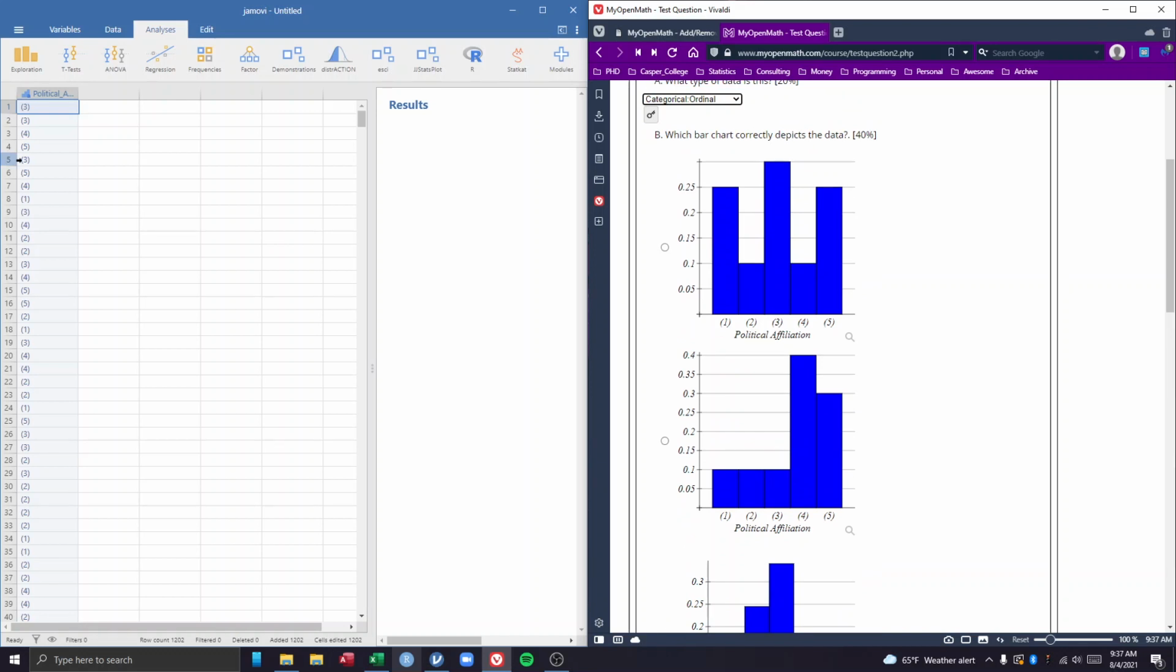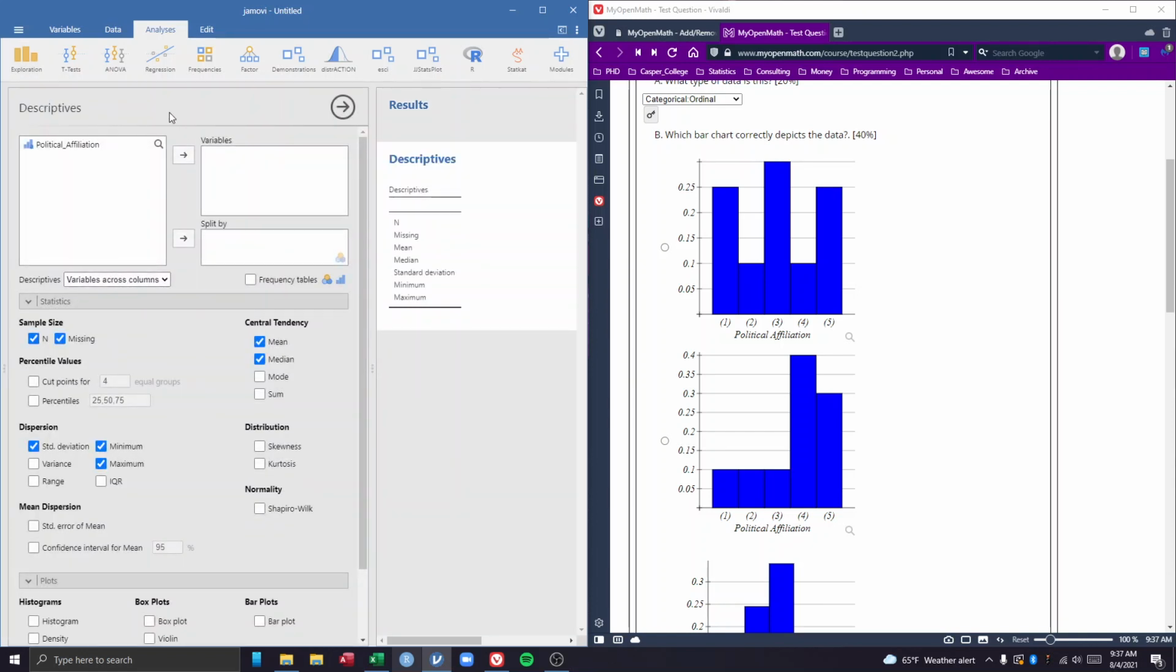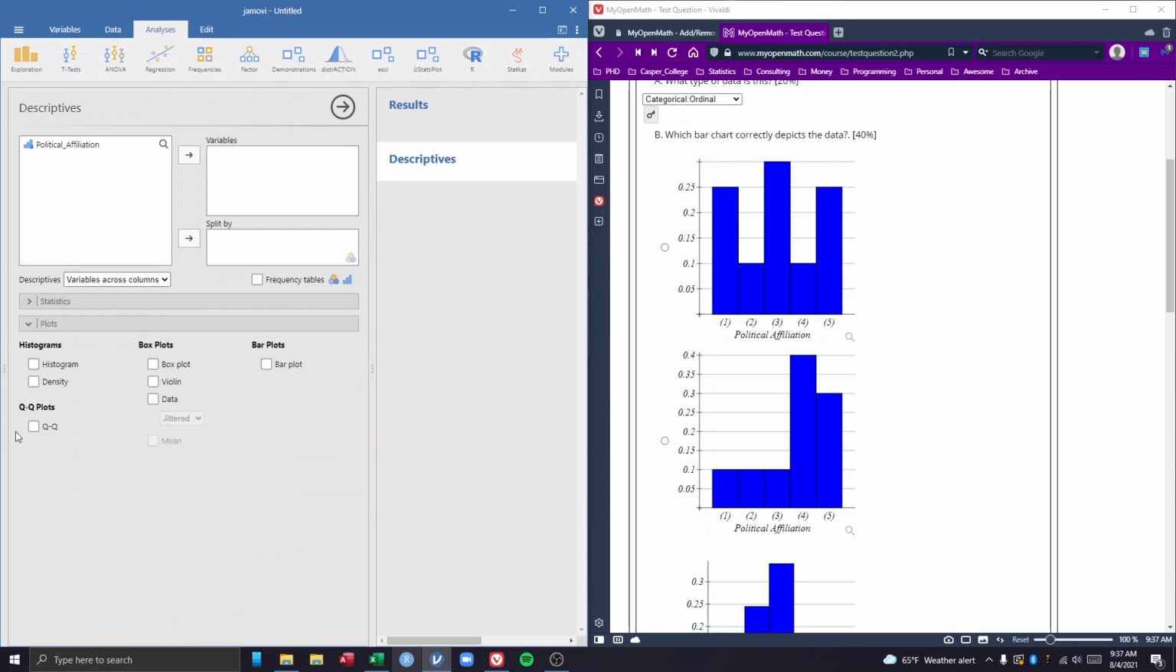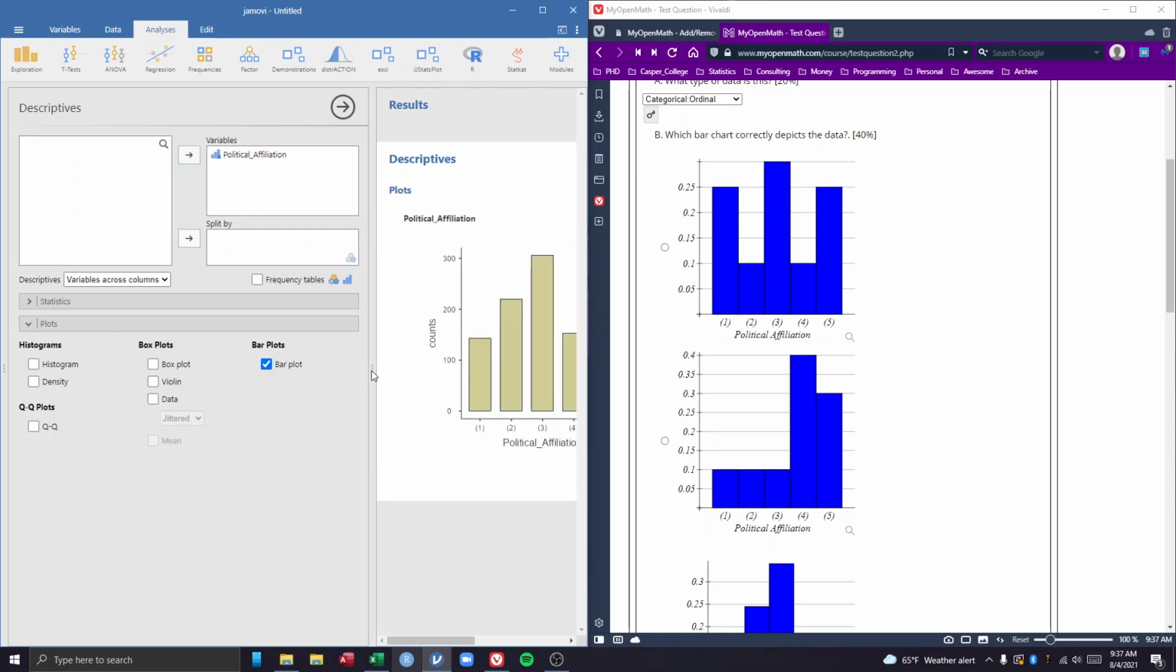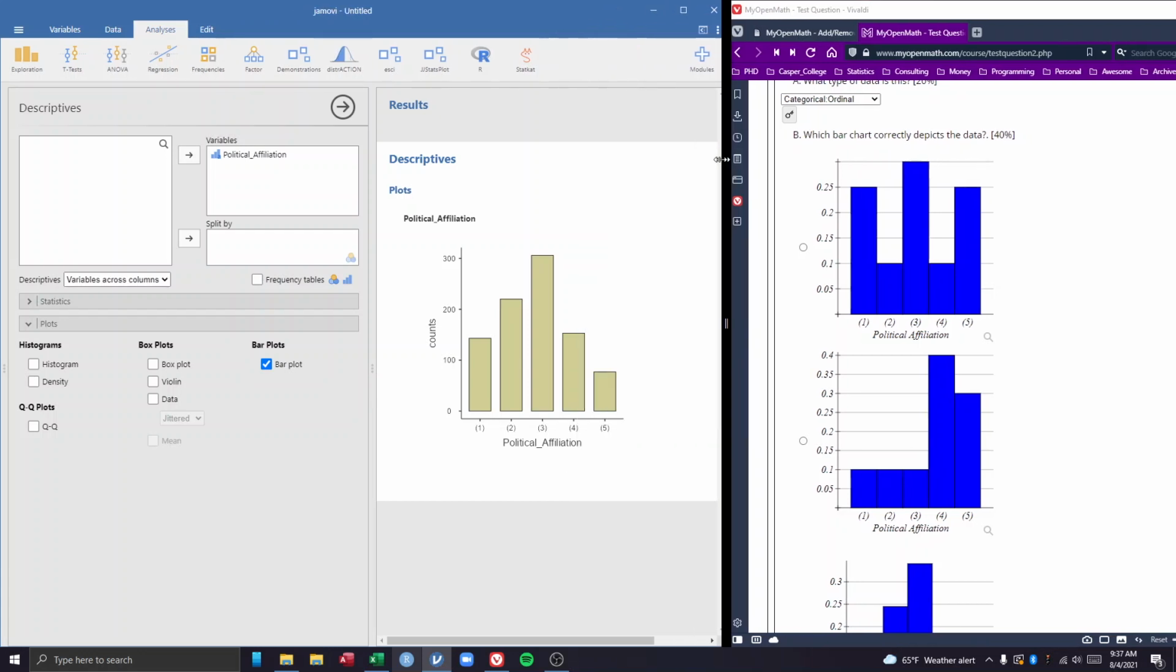All right, so when we want to do a bar chart, we can go back to exploration and go to our descriptives. And we are going to, again, remove our summary statistics. We don't need them right now. But what we are going to look at is our plots. And we are going to do a bar plot. So we're going to take political affiliation, move it over to our variables, and click on bar plot. And once we do that, we are rewarded with our plot.